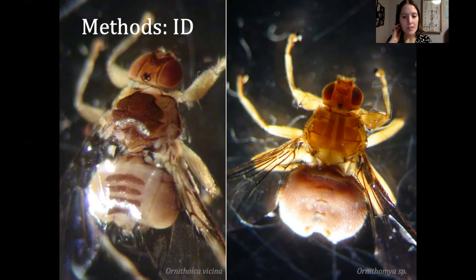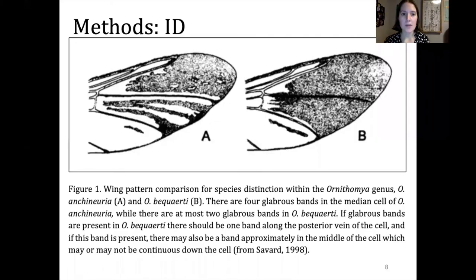So to get down to a species, it became a little trickier. Basically, for the species that had the same genus, it came down to figuring out how many hairless stripes were on one specific location of the wing between the two species. So obviously this needed to be done under a microscope. This is a figure I pulled out of my report to show the subtle differences.